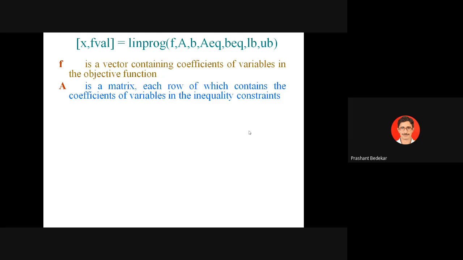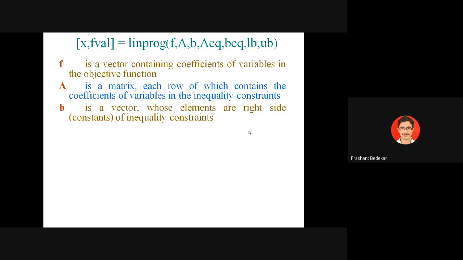A is a matrix, each row of which contains the coefficients of variables in the inequality constraint. That is, this capital A takes care of the left-hand side of inequality constraints. Then B is a vector whose elements are the right-hand side of inequality constraints.